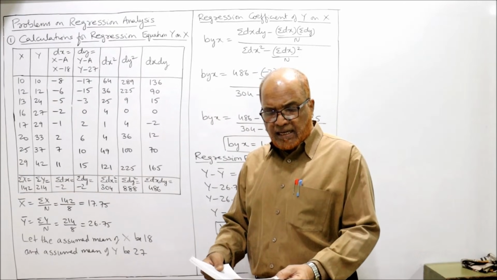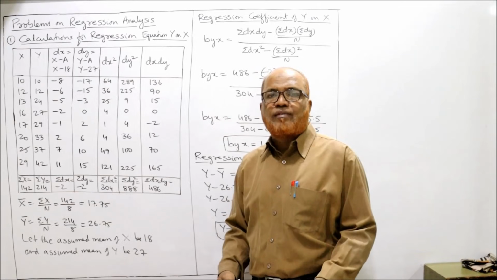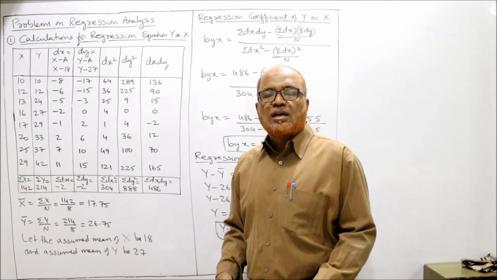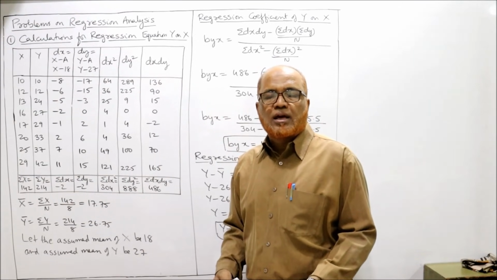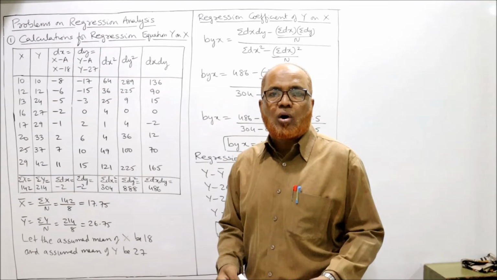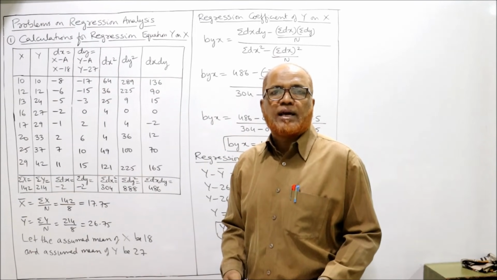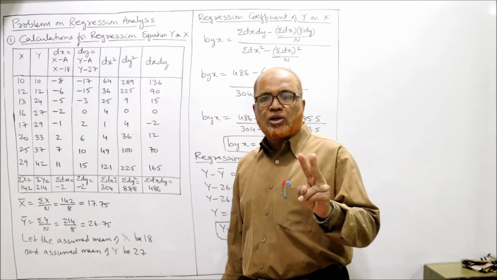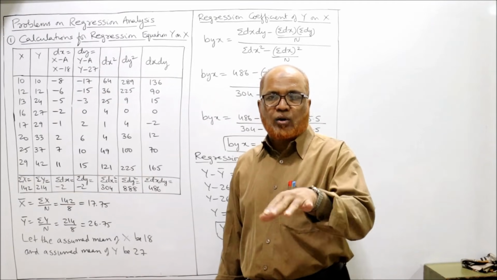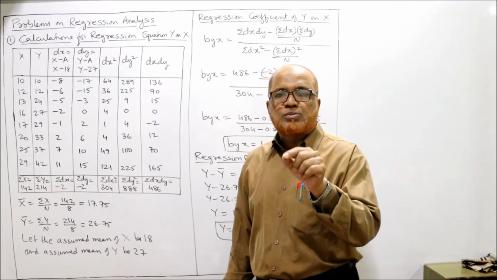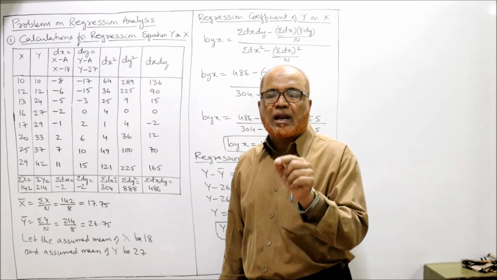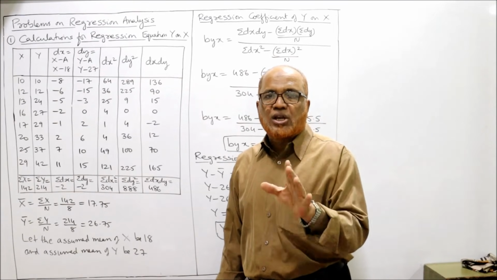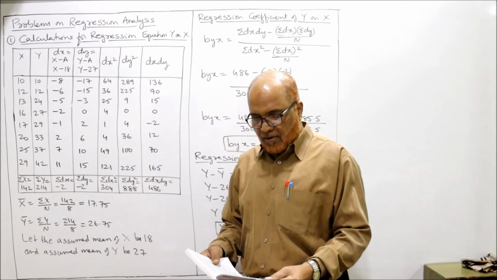Fit a straight line regression equation of y on x. It is asking you to calculate only the regression equation of y on x, not x on y. Actually, two regression equations are there, x on y and y on x. But in this problem, it is specifically asking you to calculate only one, that is the regression equation y on x.